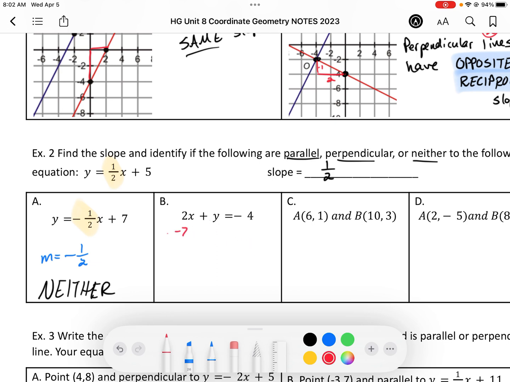If you aren't sure about how to just see that, you can always solve the equation for y. So do minus 2x from both sides. So y would equal negative 2x minus 4, and there's your slope, negative 2. So this slope is negative 2. Negative 2 is the opposite of 1/2, and it's the reciprocal of 1/2. So these are perpendicular lines.